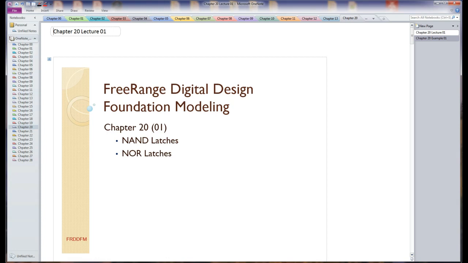This is chapter 20, lecture number 1. The topic of this chapter is NOR and NAND latches. This is really an important chapter because it represents a switch to another type of circuit, and we'll get into that in a second.